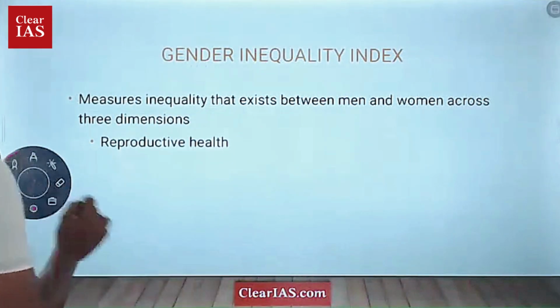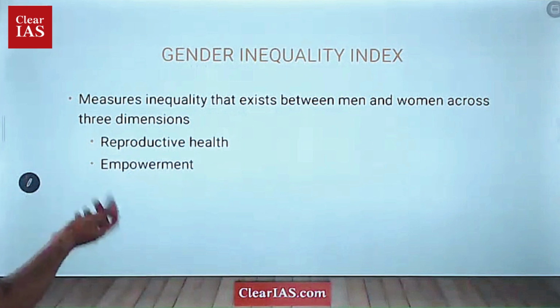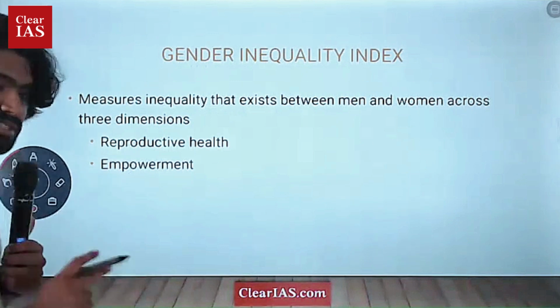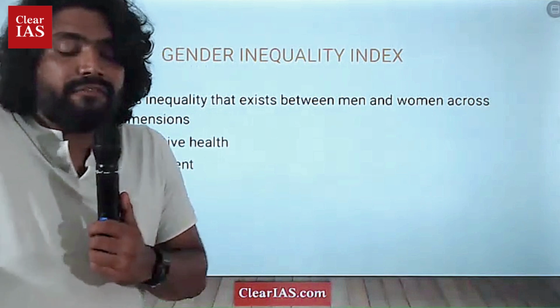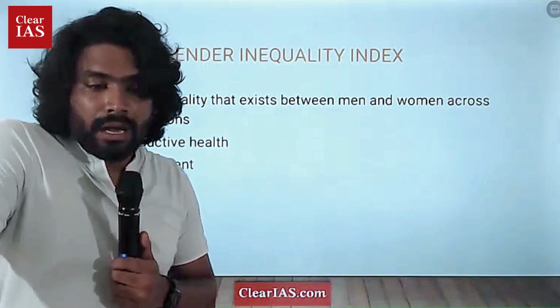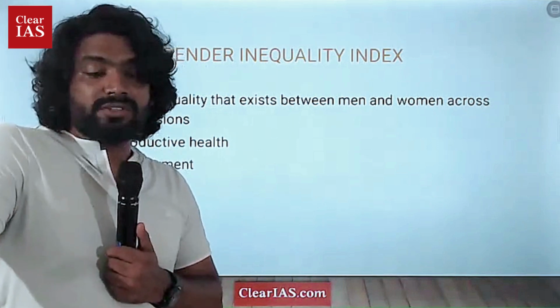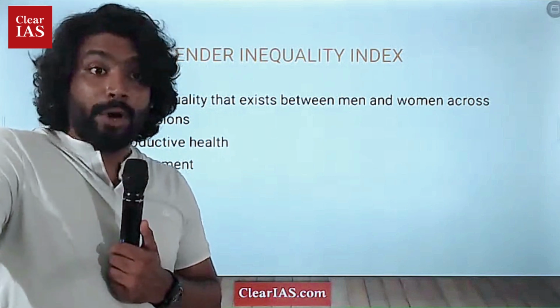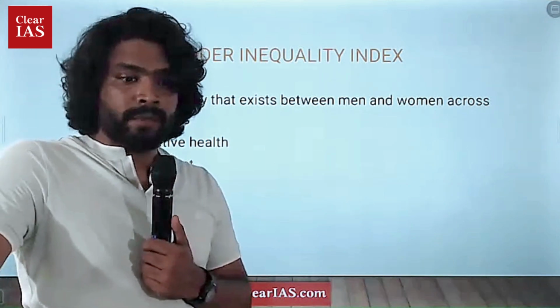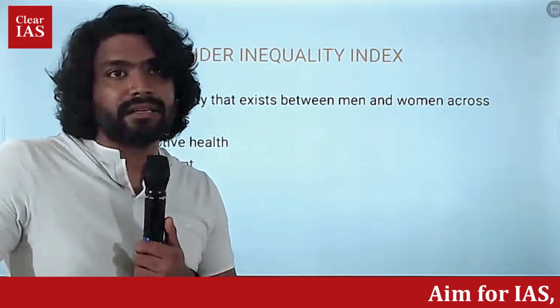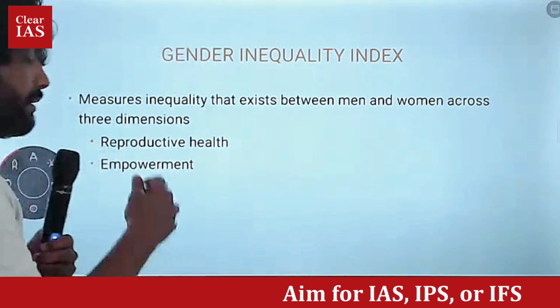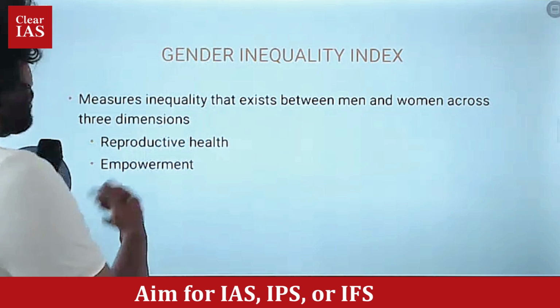Very important: the first thing measured is reproductive health, then empowerment. Reproductive health of women is more of a concern than that of men. What is the empowerment of women? Social empowerment, economic empowerment, political empowerment. These are all important, and this is measured in the Gender Inequality Index. We'll delve into the particular indicators, then we'll understand.